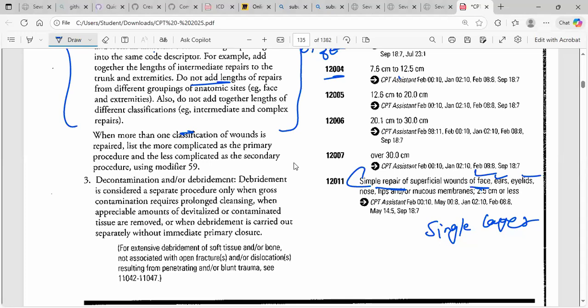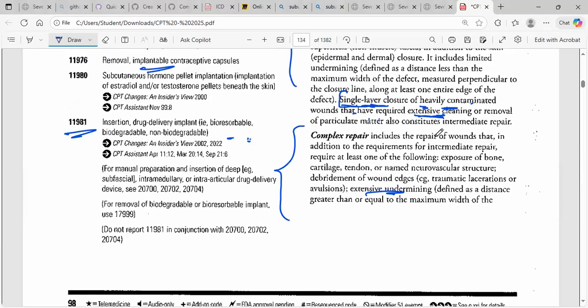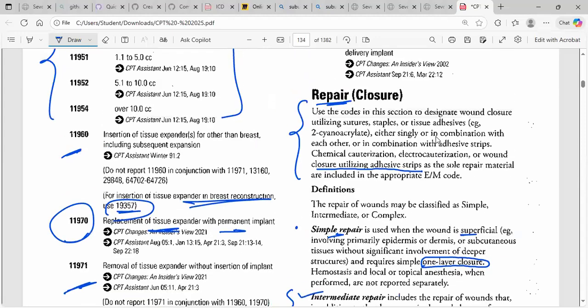Okay, not able to identify the questions for you. So we'll move further. Just remember one thing. If the tissue has been closed with just using the adhesive strips, we are not going to code that separately. Okay. Now let's move further.